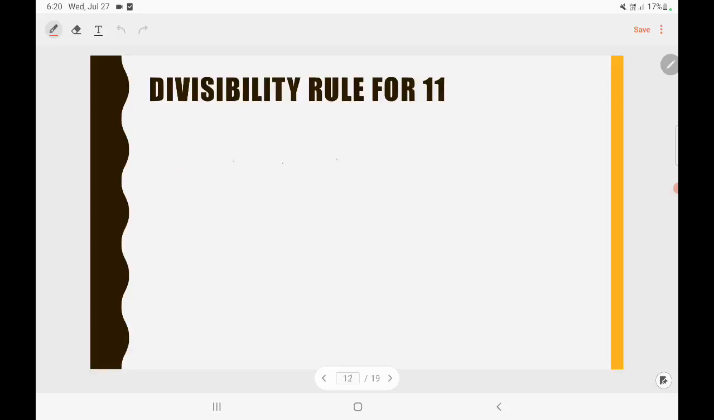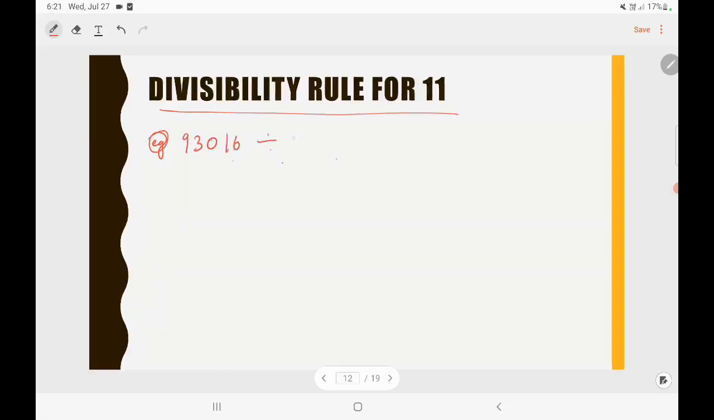Okay. Now let's check the divisibility rule for 11. Here you need to be very careful. It's actually very easy, but you should know how to do it. Okay, I'll explain it to you with an example. So let's take 93016. We need to check whether 93016 is divisible by 11 or not.